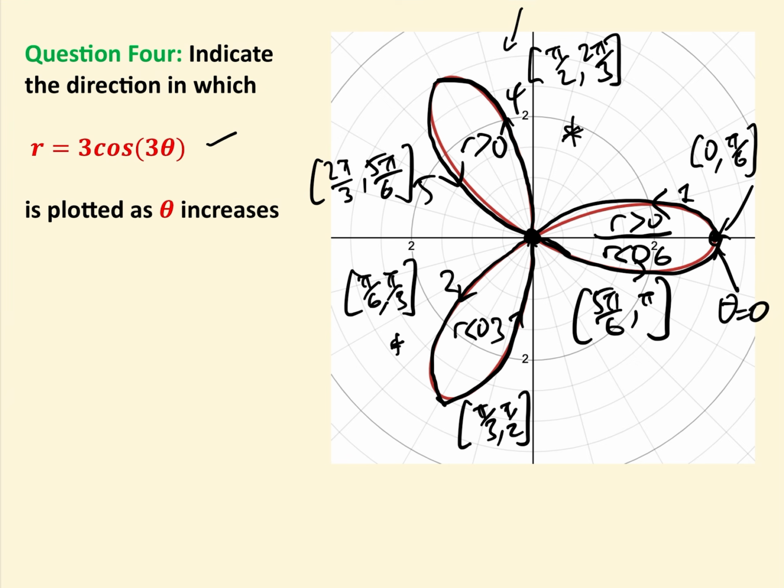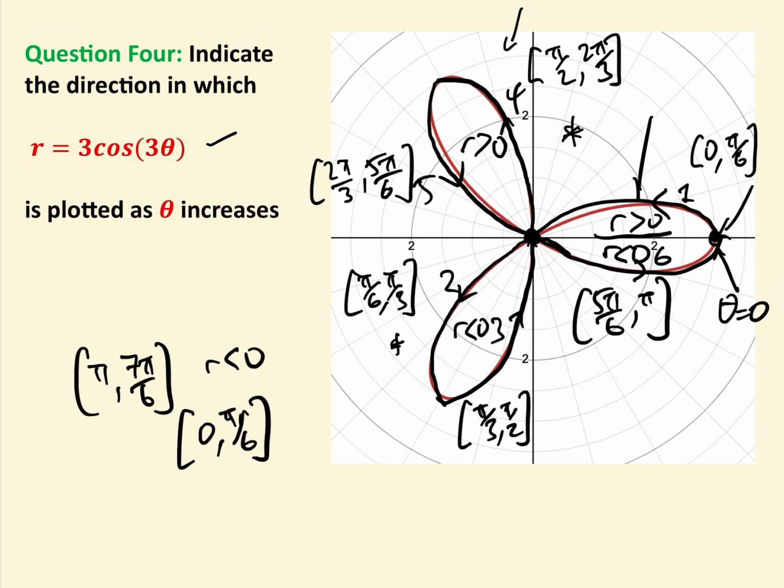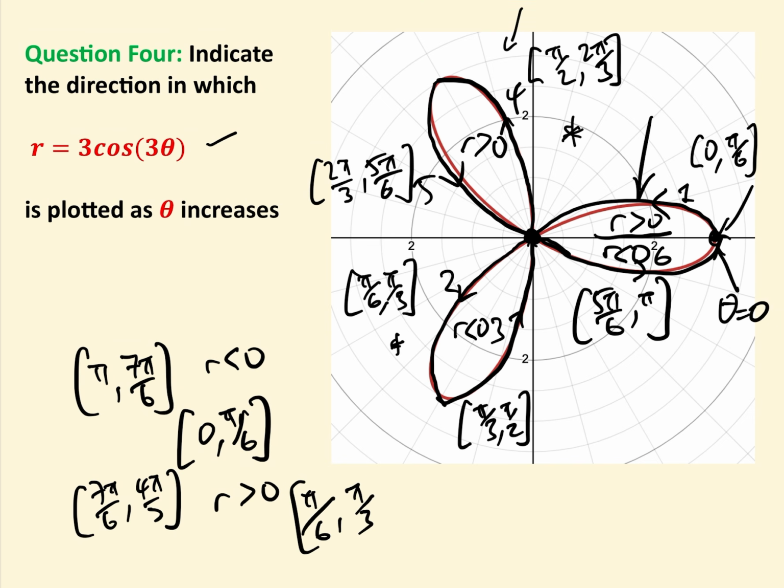Let's just have a quick look at pi to 7 pi over 6. What happens there? Well, as r is less than 0 for pi to 7 pi over 6, it just draws the same bit as 0 to pi over 6, i.e. it just redraws that bit. And then 7 pi over 6 to 4 pi over 3, this time as r is greater than 0, it just retraces pi over 6 to pi over 3. So basically you can see that this thing just completely retraces between pi and 2 pi. So it only takes pi to actually trace out the entire curve.